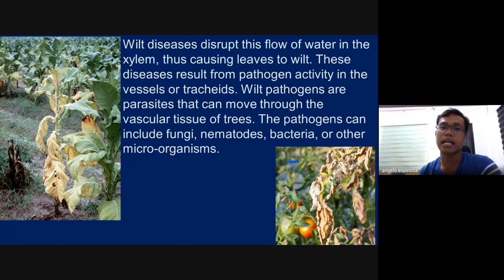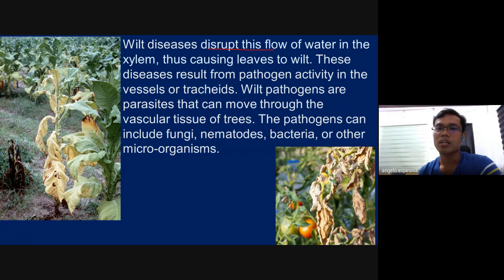And then, this is the wilt disease or pagkalanta. It disrupts the flow of water in the xylem. Bakit nagkakaroon ng disrupt of this flow? Kasi nga, kaya nagkakaroon tayo ng wilt diseases. Kasi yung pathogens ay tinatrap or kinocover niya yung daanan ng water and the food in the xylem and in the phloem. So that's causing leaves to wilt or pagkalanta.